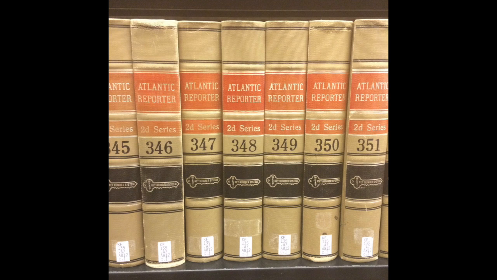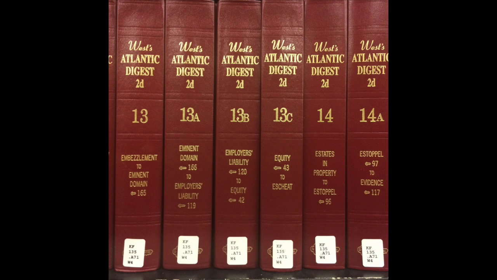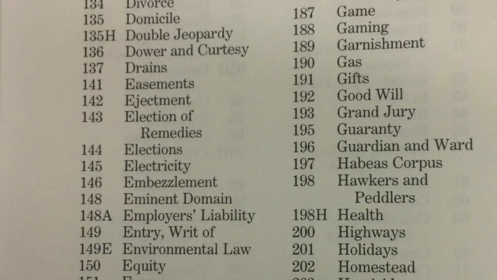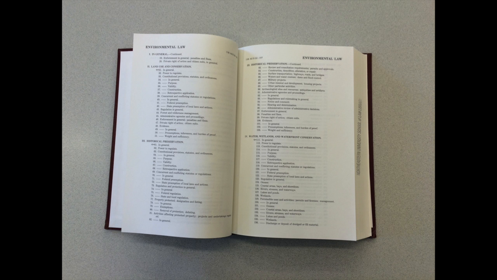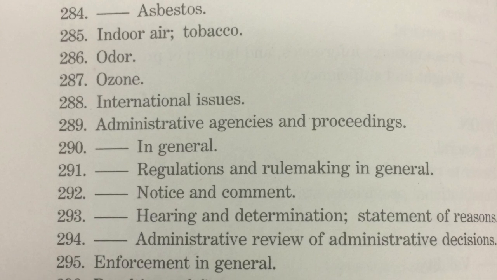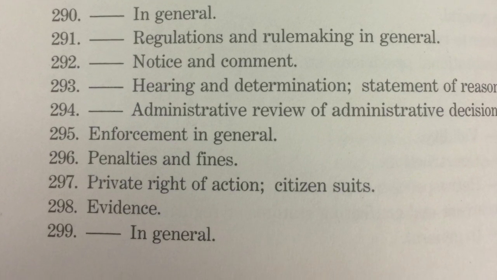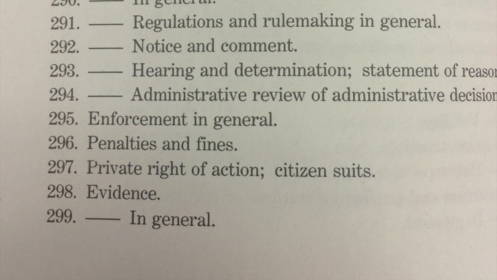Let's begin our research with a topic search. Because, as we mentioned, our topic is fairly clear, we can skip the descriptive word index and begin by consulting the Atlantic Case Digest. We will start by searching for environmental law in the digest's index at the beginning of the volume. Then we can narrow down our search by keynotes within that topic. We see that section 297 of the environmental law section covers private right of action, citizen suits, which looks promising.